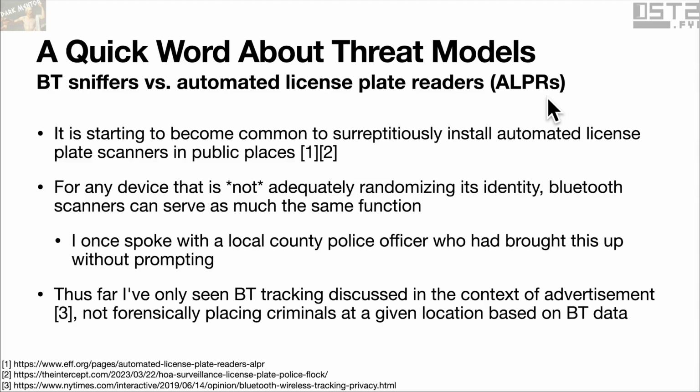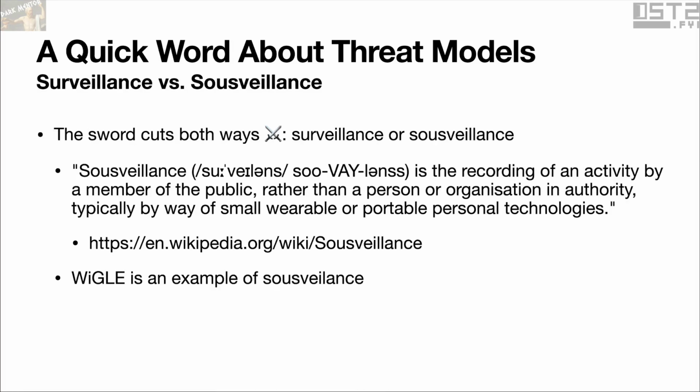Now, there's definitely a big difference in that license plates map one-to-one back to households or individuals, but in the context of criminal cases, you can understand how the police might want to place someone at a scene based on something like Bluetooth data. So that would be an example of surveillance, when you have the authority doing the tracking. But there's also the concept of sousveillance, which is when the public tracks information, such as keeping authorities to account. Wiggle is actually an example of sousveillance.